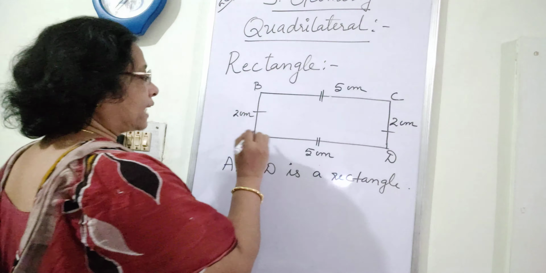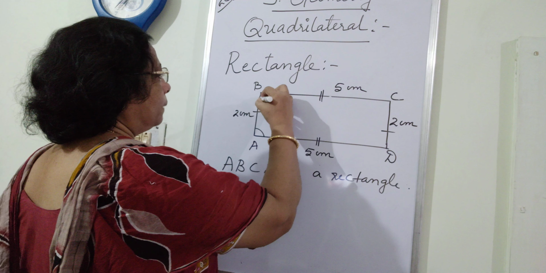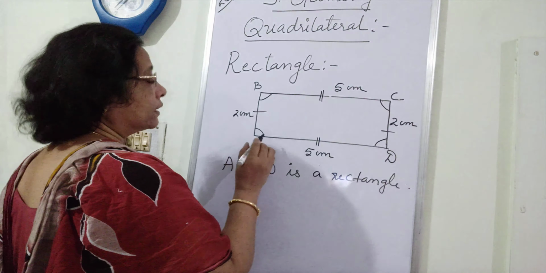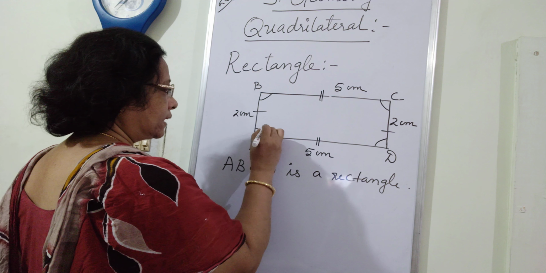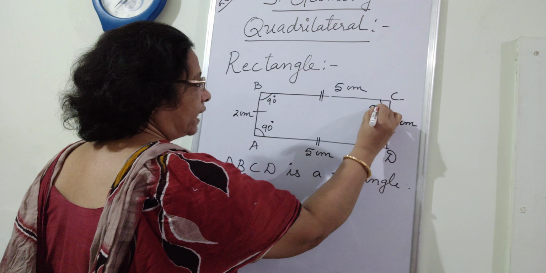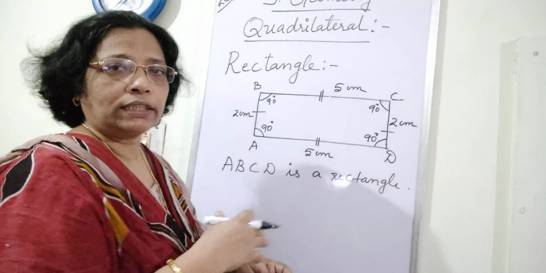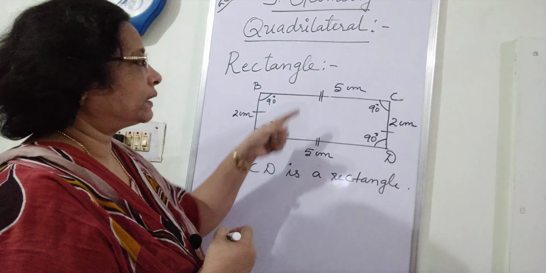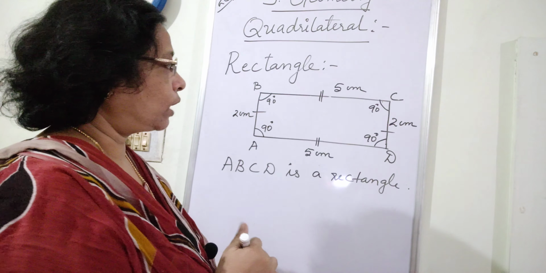Understood? And each angle, here also, how many angles are coming? 4 angles: angle A, angle B, angle C and angle D. These are the 4 angles. So each angle is also 90 degree, a right angle. This is 90 degree. This also 90 degree. This also 90 degree. This also 90 degree. 90 degree means perpendicular. You will learn this in higher classes also. So each angle is equal, and opposite sides are equal and parallel also. Okay. This much you understand.